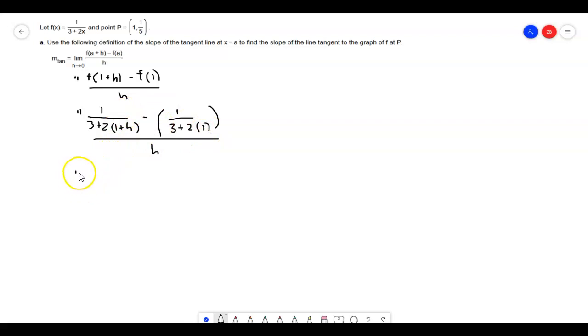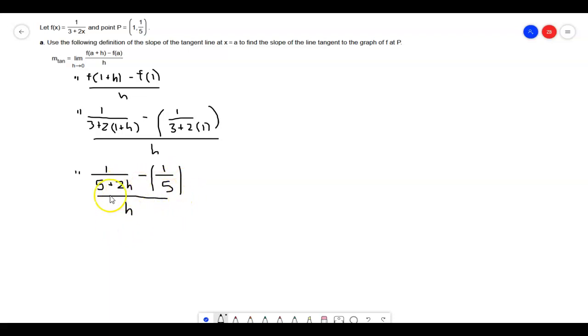So we get the limit as h approaches 0 of 1 over, if we distribute that, 2 plus 2h. So 2 plus 3 is 5, and 2h, so that's 5 plus 2h, and then minus 1 over 5, all over h. If you want, keep putting parentheses around the 1 over 5, just to make sure that we distribute that minus sign, because it's going to be messy if we don't.